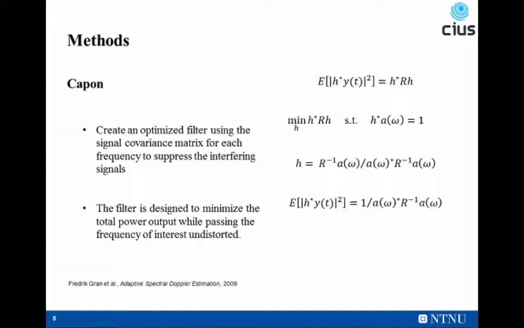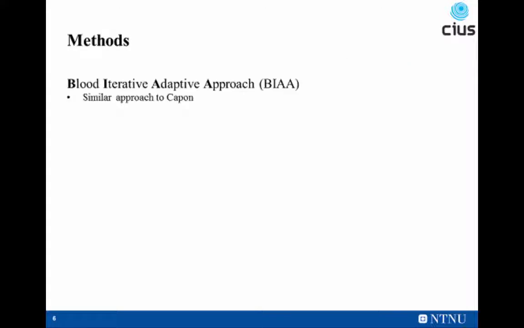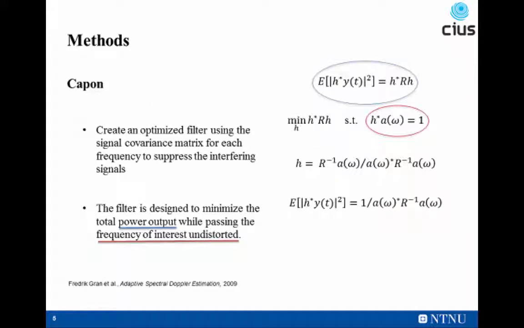One of the methods we looked into was Capon. It's a filter bank approach, so it creates a filter for each frequency in the spectrum. And the filter is designed to minimize the output power while passing the frequency of interest undistorted.